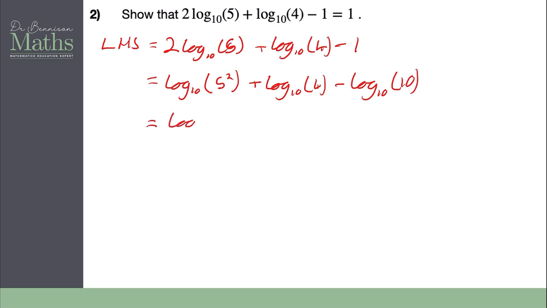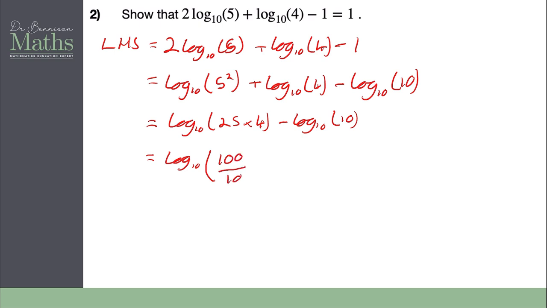So we get log to the base 10 of 25 times 4 minus log to the base 10 of 10. Well, that's log to the base 10, using the division law, of 25 times 4, which is 100, divided by 10, which is log to the base 10 of 10, which is 1 as required.